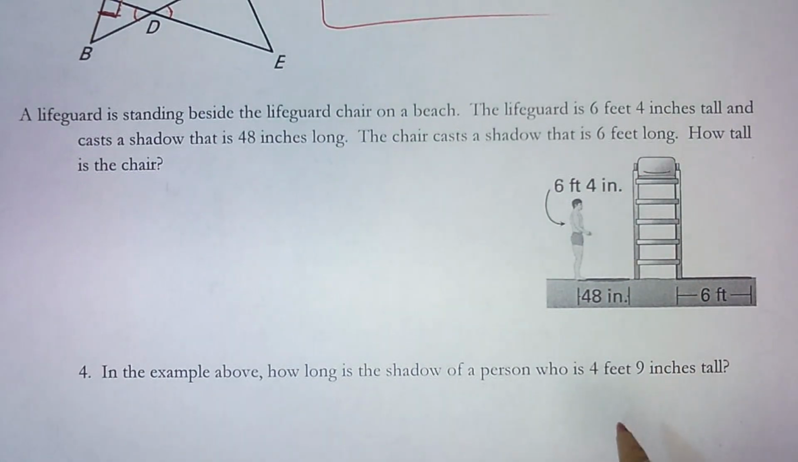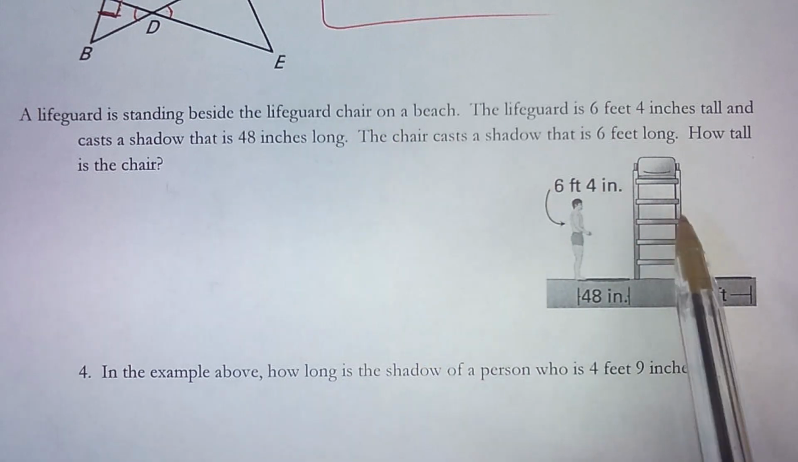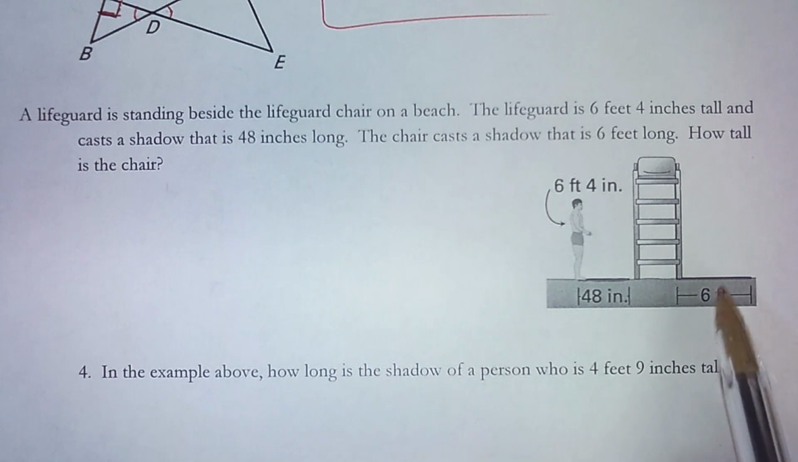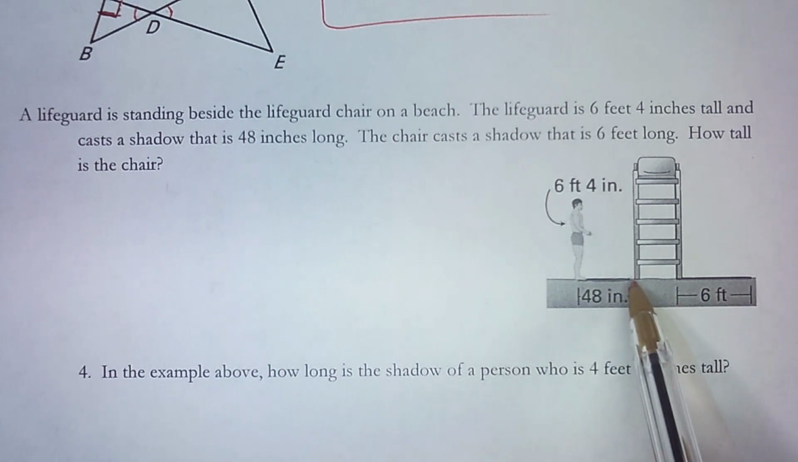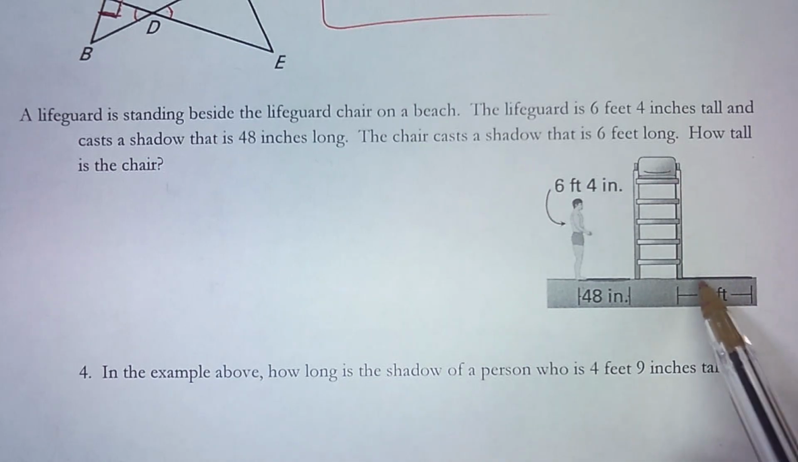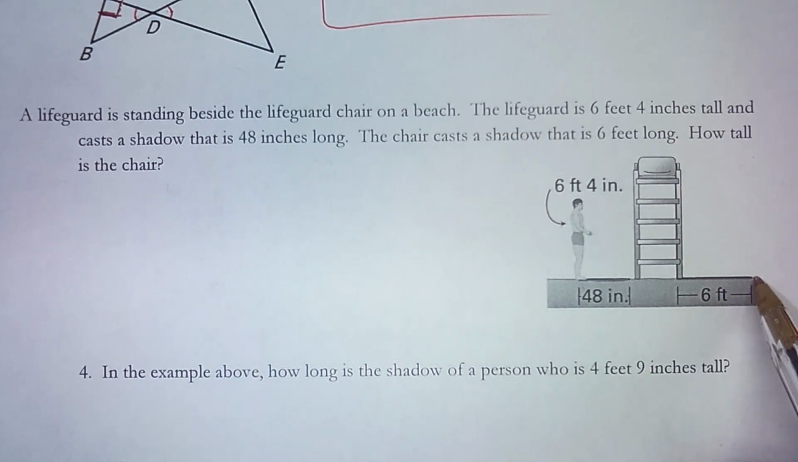So here's a lifeguard standing beside the lifeguard chair on a beach. The lifeguard is 6 feet 4 inches tall, and the lifeguard's shadow is 48 inches long. So the chair casts a shadow that is 6 feet long. How tall is the chair?